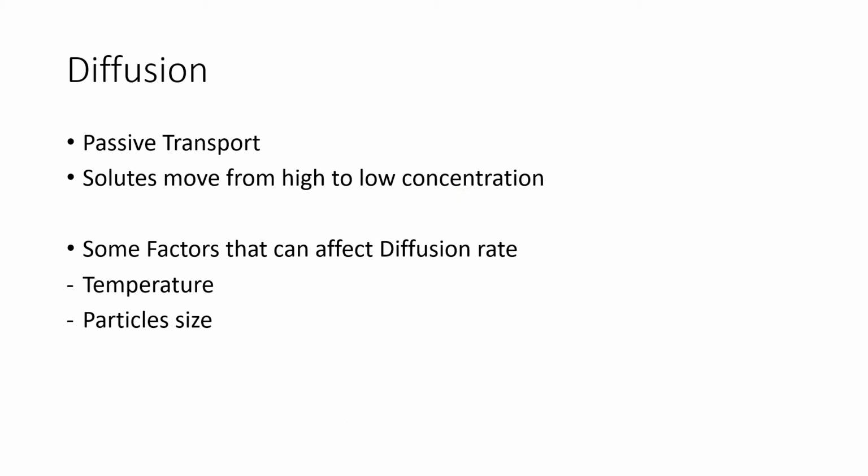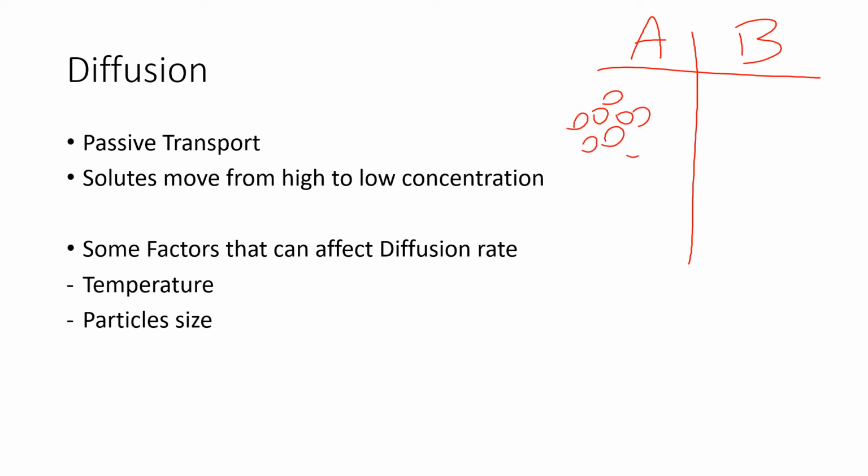For example, if we have side A and side B, and on side A I went ahead and sprayed perfume. So here are the perfume molecules. Now notice how side A has a high concentration of the perfume molecules. What's going to happen is that those perfume molecules are going to start diffusing over to side B, which has the lower concentration of the perfume molecules.